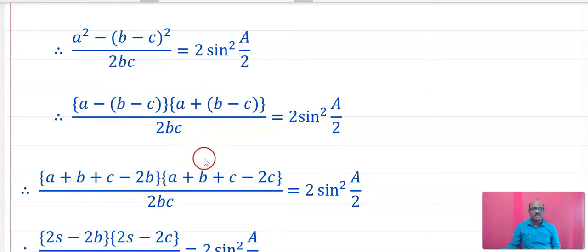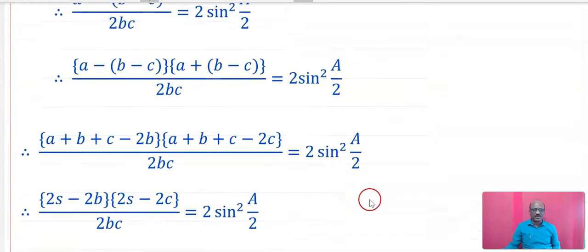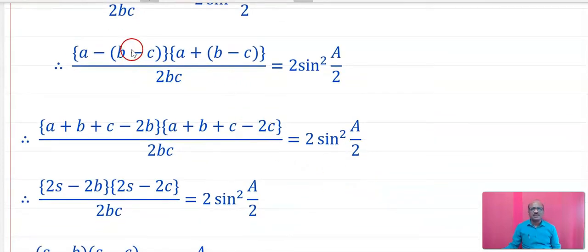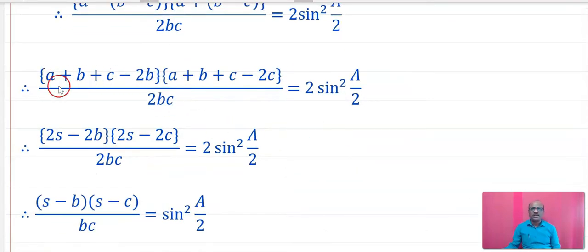Similarly here a plus b plus c, and that is a plus b plus c, extra 1c minus, with minus 2c here. Then you will get 2bc is equal to 2 sin square A by 2. Here we will add 1 plus b, that is, here minus 2b, and here plus c, that is, here minus 2c. OK, now what is a plus b plus c?